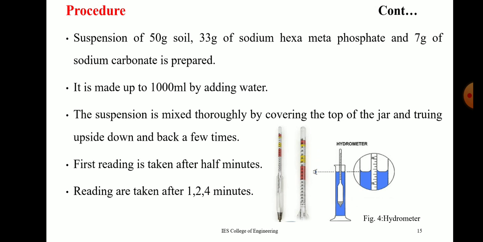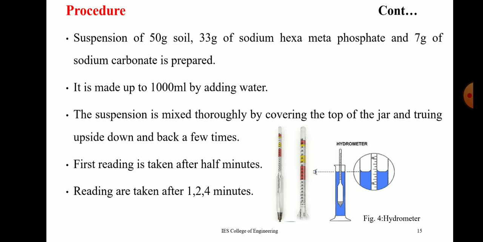Next, we go through the procedure of hydrometer analysis. Suspension of 50 gram soil, 33 gram of sodium hexametaphosphate and 7 gram of sodium carbonate is prepared. It is made up to 1000 ml by adding water. The suspension is mixed thoroughly by covering the top of the jar and turning it upside down and back a few times.